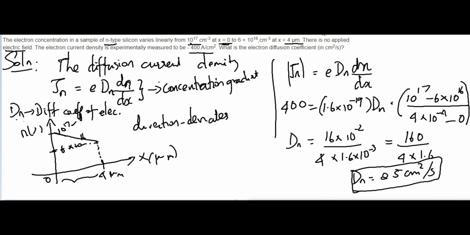So the answer is 25 centimeters square per second.